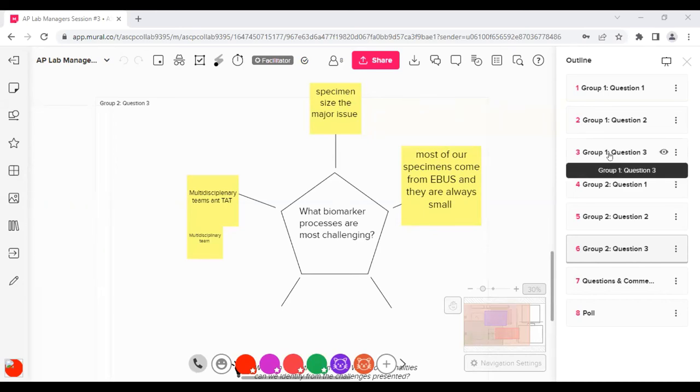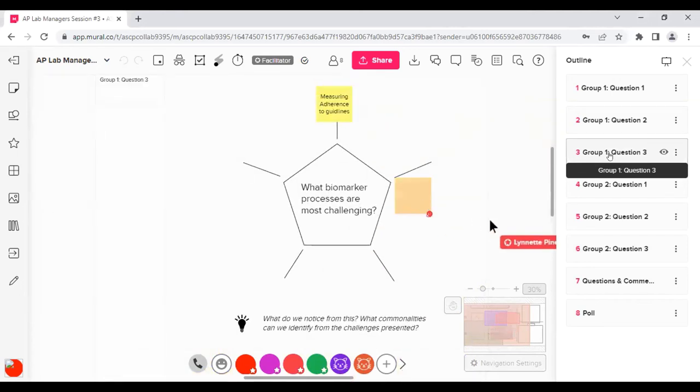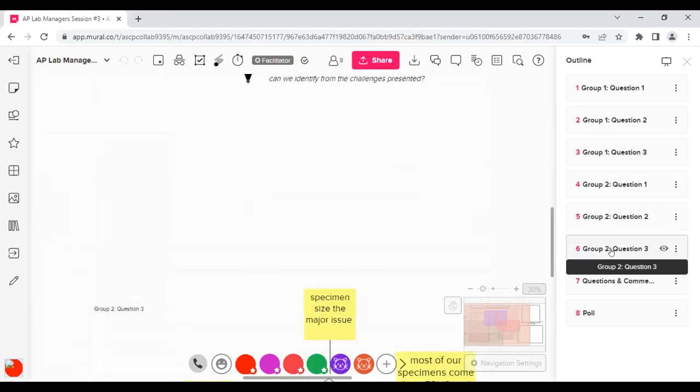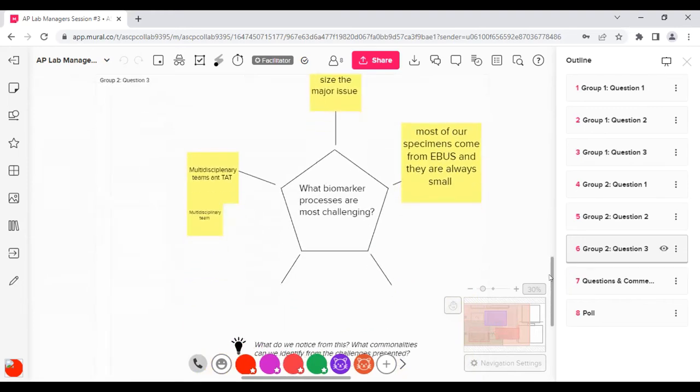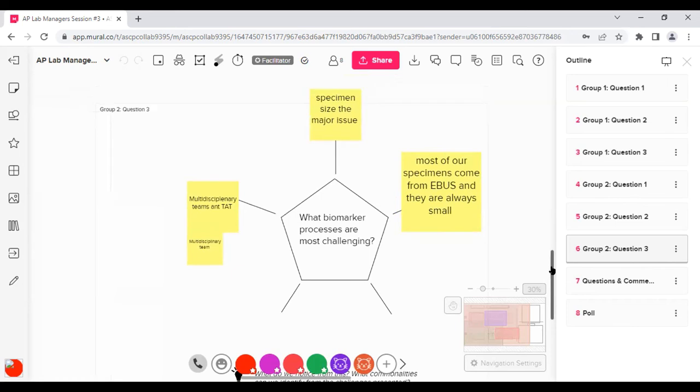Let's see how group 1 is doing. Challenges measuring adherence to guidelines. Specimen size being the major issue. Multidisciplinary teams and turnaround times. Specimens coming from EBUS that are always small.